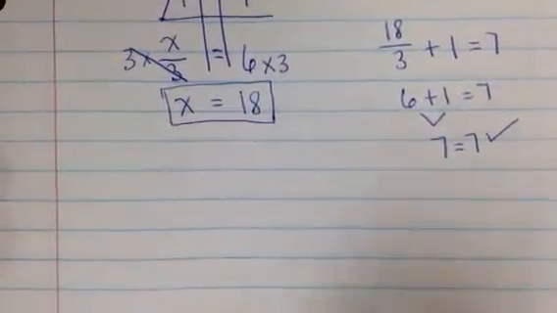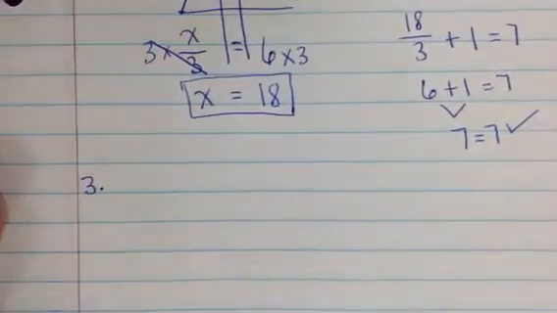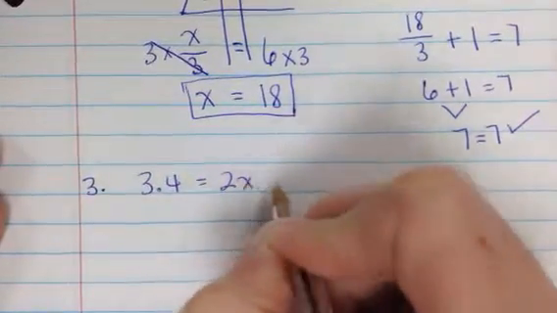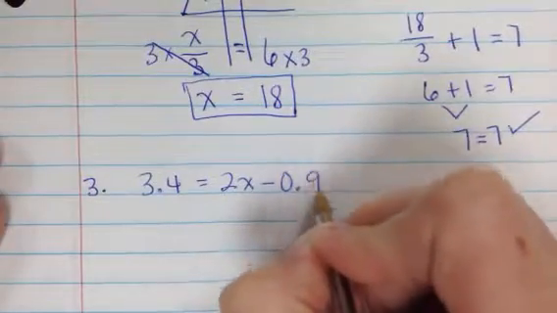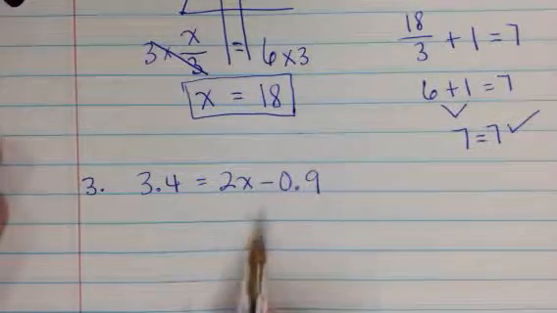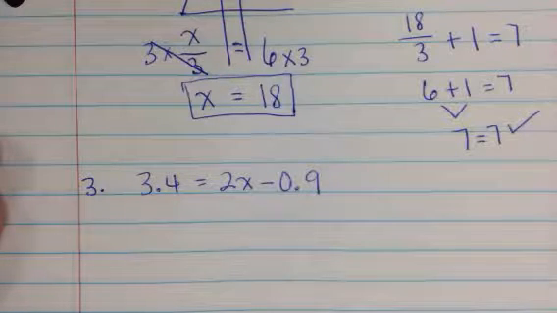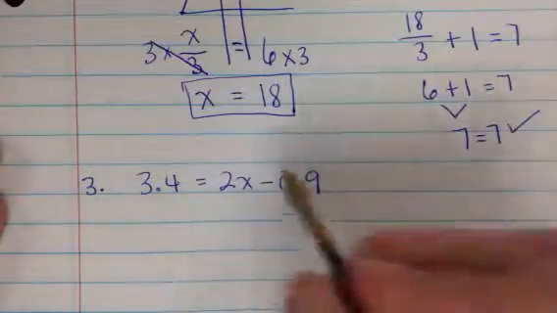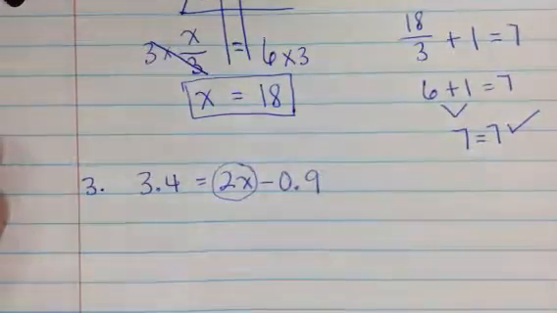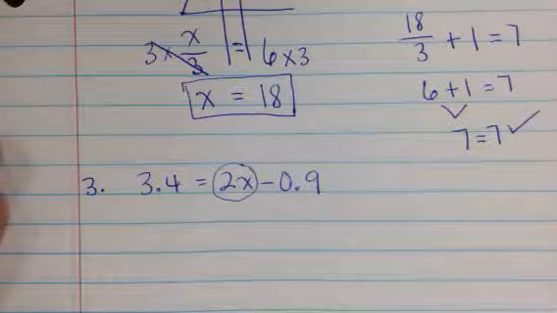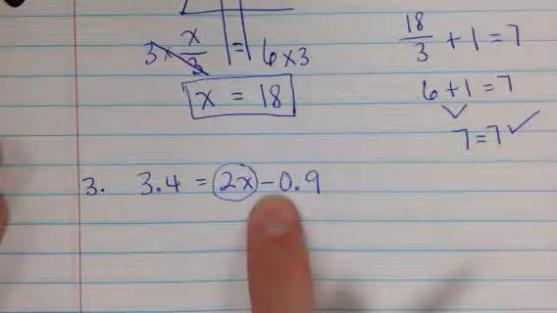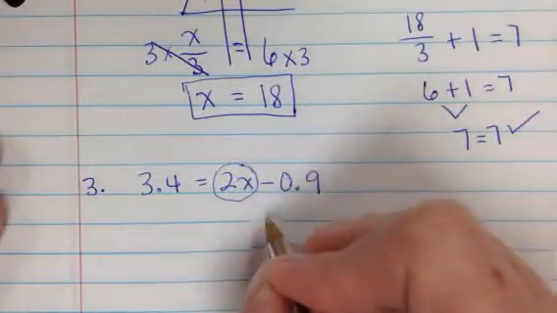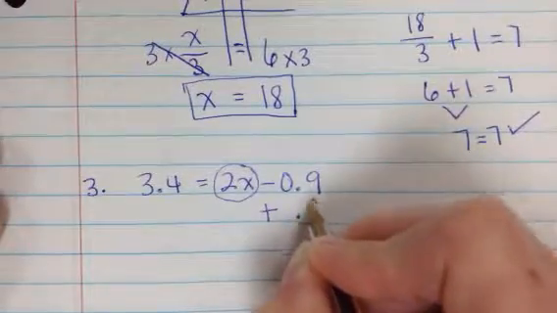All right, number 3. We have 3.4 equals 2x minus 0.9. So we have 3 4/10 equals 2x minus 9/10. Again, we have an equation with a variable that we need to solve for, so I need to locate the variable. Here's my variable. Right now it is attached to a 2. I want to undo the subtraction of 0.9 because I need to get the variable by itself. The opposite of subtraction is to add. So I would add 9/10.